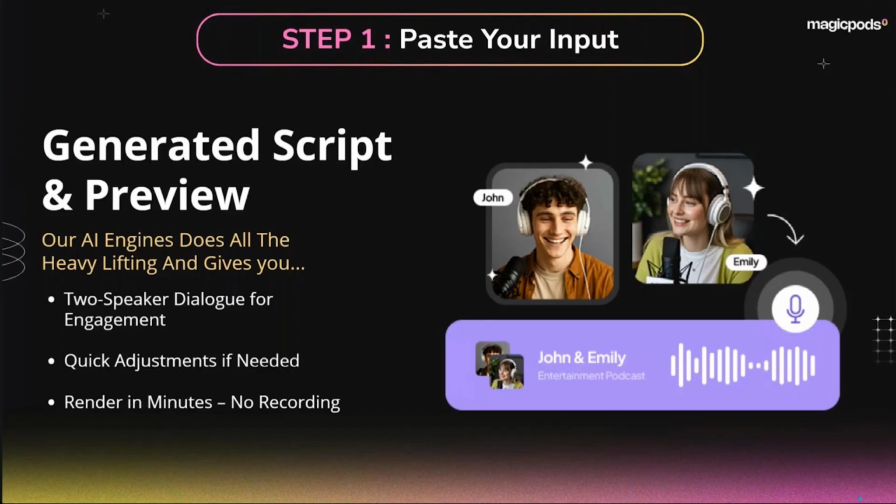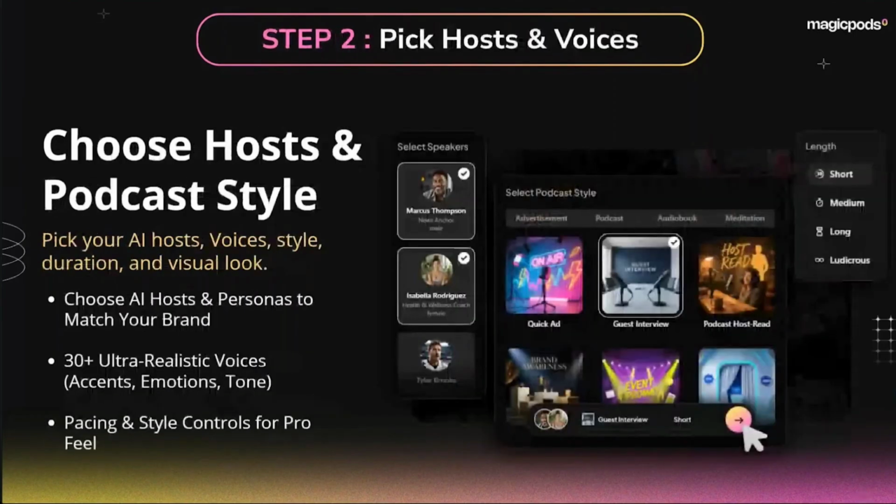Step 2 is just as simple: choose your host and podcast style, pick your AI host, the voice, the duration, the visual look. Just choose your personas, or even create your own persona. We're going to deep dive into a demo later on during this webinar, by the end of it, and I'm going to show exactly how I'm doing it from scratch. And you can even select pacing, style, and controls for a pro feel.